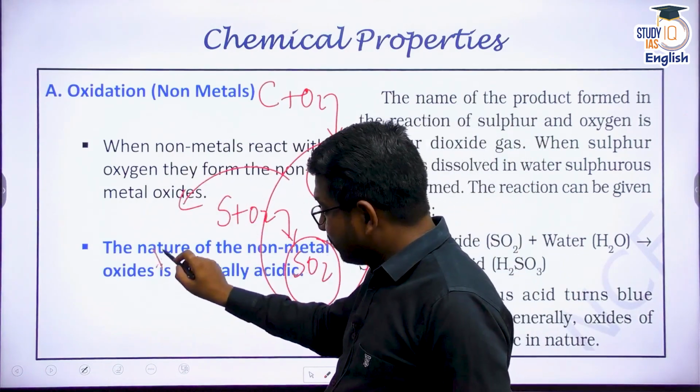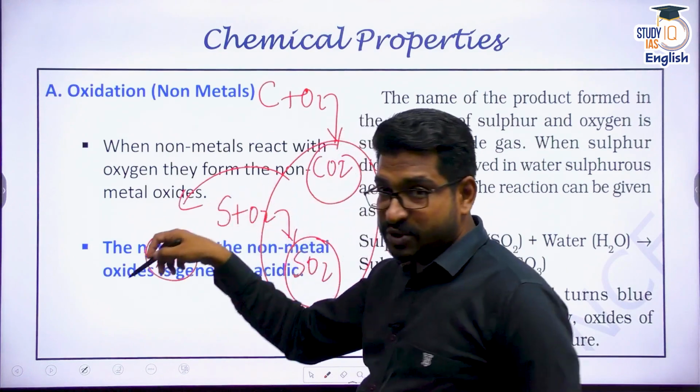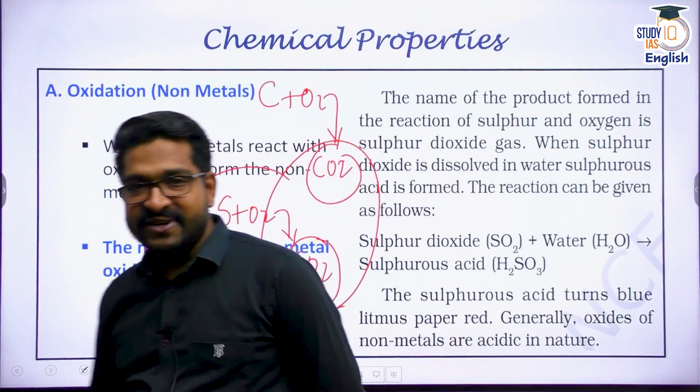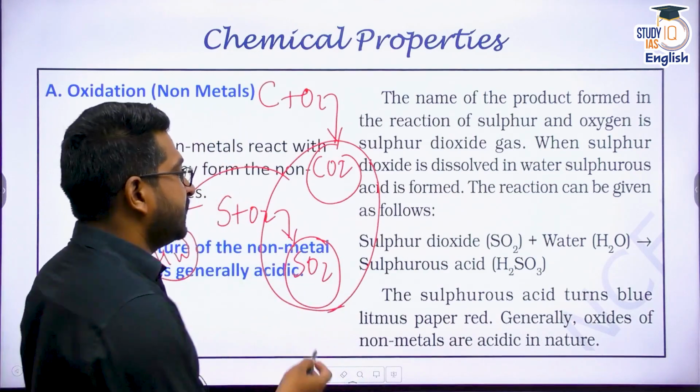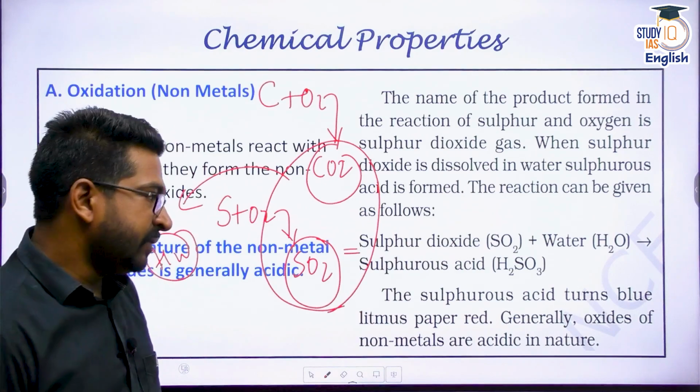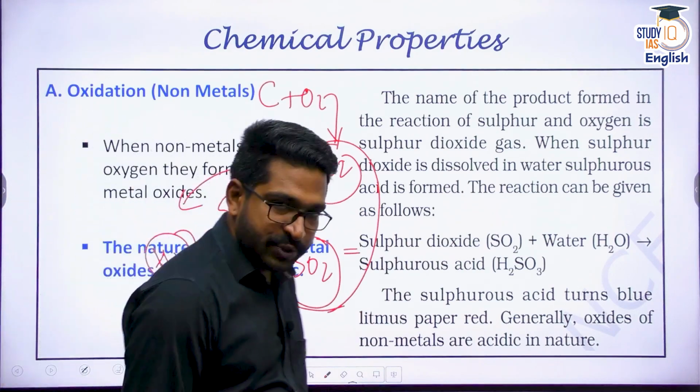Now, when they react with water, you do know this leads to formation of carbonic acid. This leads to formation of dilute sulfuric acid or even sulfurous acid. You can see here the example. SO2 mixing with water leads to sulfurous acid, H2SO3, and sulfuric acid, H2SO4 also.